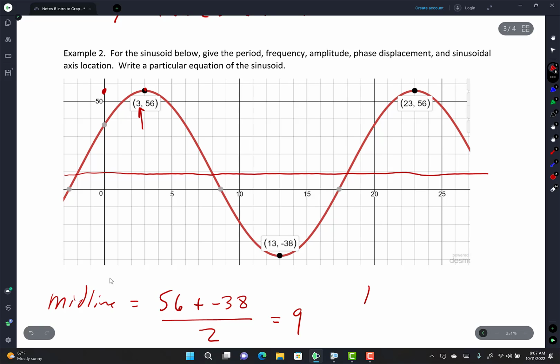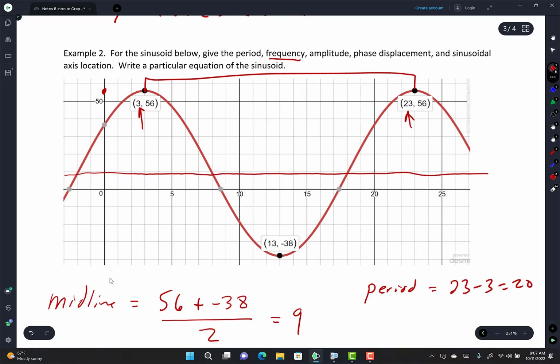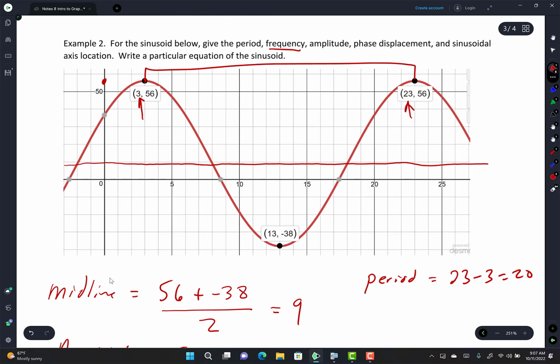I haven't answered the period question. Period. Peak to peak. That's not the only way you can figure out the period, guys. That's one of the ways. I have a peak at 3. I have another peak at 23. So the period is 23 minus 3, which is 20. How do I find the frequency? The frequency is the reciprocal of the period. So frequency equals 1/20th. If this were time in seconds, you would call that a hertz.